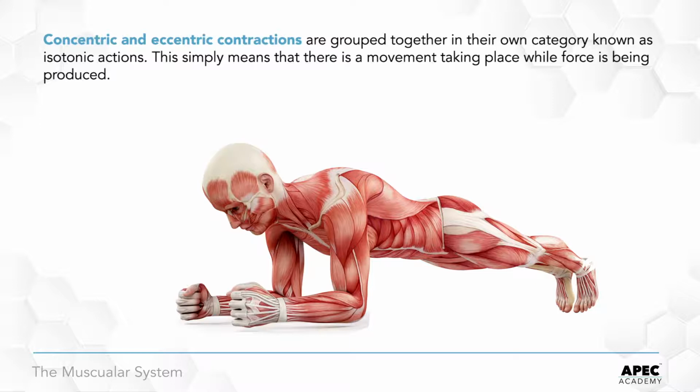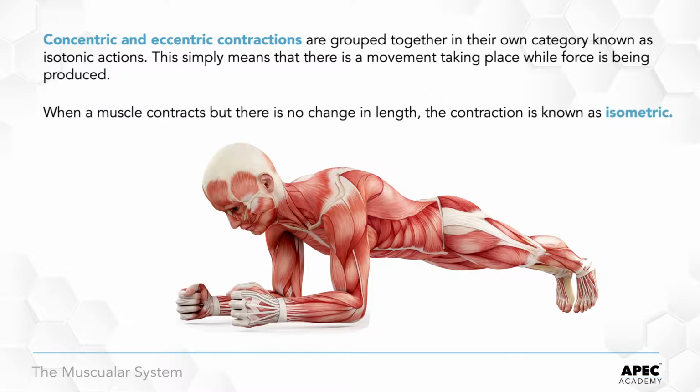Concentric and eccentric contractions are grouped together in their own category known as isotonic actions. This simply means that there is a movement taking place while force is being produced. When a muscle contracts but there is no change in length, the contraction is known as isometric. There is still considerable force required to ensure that this can take place. Exercises where this type of contraction is used are the plank and the wall sit.